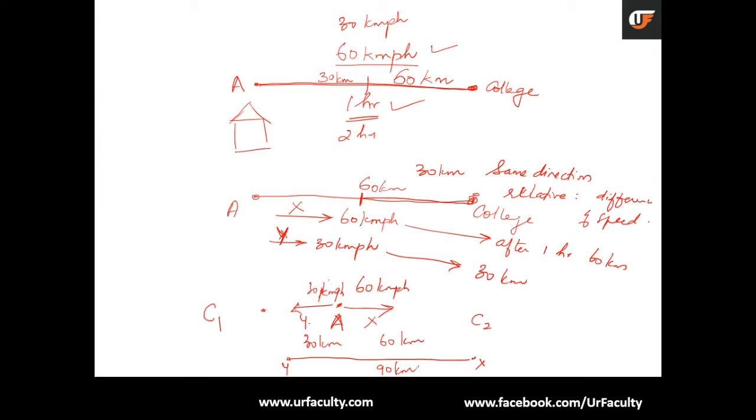Can you understand this? Because you both traveled in opposite directions, and hence your speed and his speed got added. So the concept is, if you are traveling in the opposite direction, the relative speed is equal to the sum of the speeds.